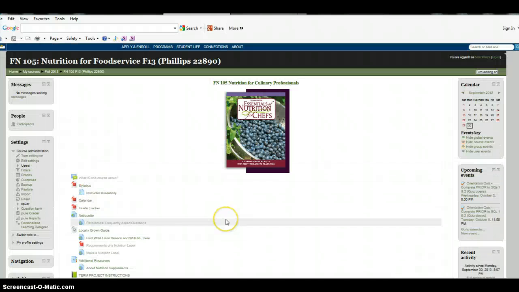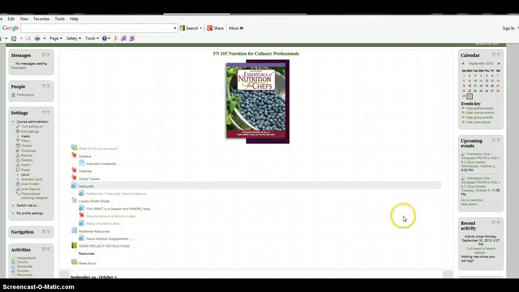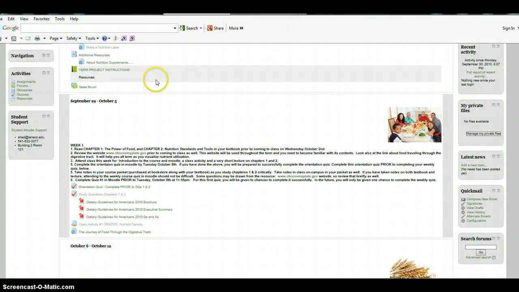Obviously, over here is calendars and upcoming events. These are great reminders of where we're at in the course. Each week there will be a block that is highlighted. So this is week 1. I give you instructions here for week 1. And by way of reminder, the dates for week 1 are here.